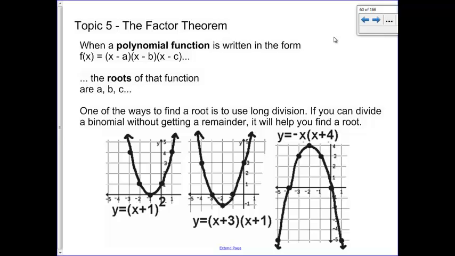I got one more lesson to talk you guys through, and then basically we have a day and a half to do some studying, okay? So I want to talk about the factor theorem.